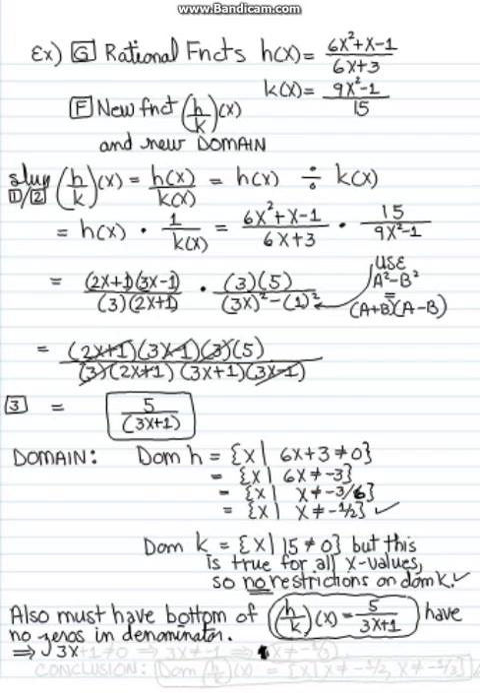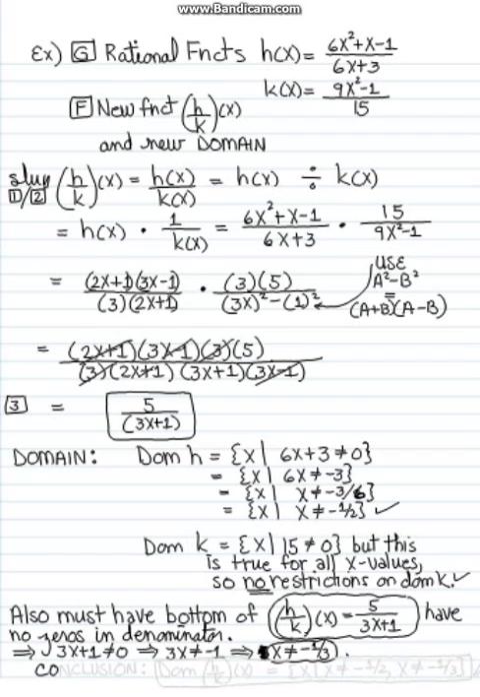What are they? Well, 3x plus 1, which is the bottom, cannot equal 0. Now all we're going to do is move the 1 to the other side by subtracting it from both sides. We get 3x is not equal to negative 1. Now get rid of the 3 by dividing both sides. X cannot be equal to negative 1/3. So we have a new restriction on our domain. Not only do we have that x cannot be equal to negative 1/2, it also cannot be equal to negative 1/3.